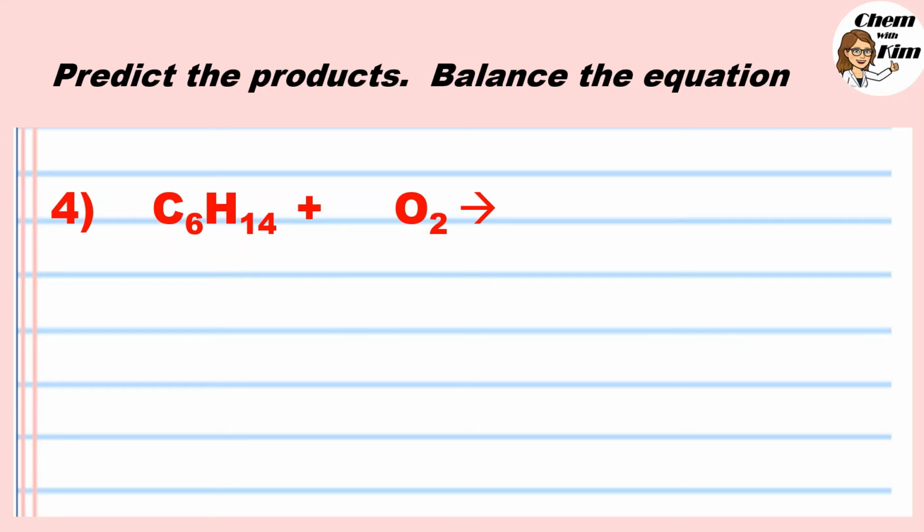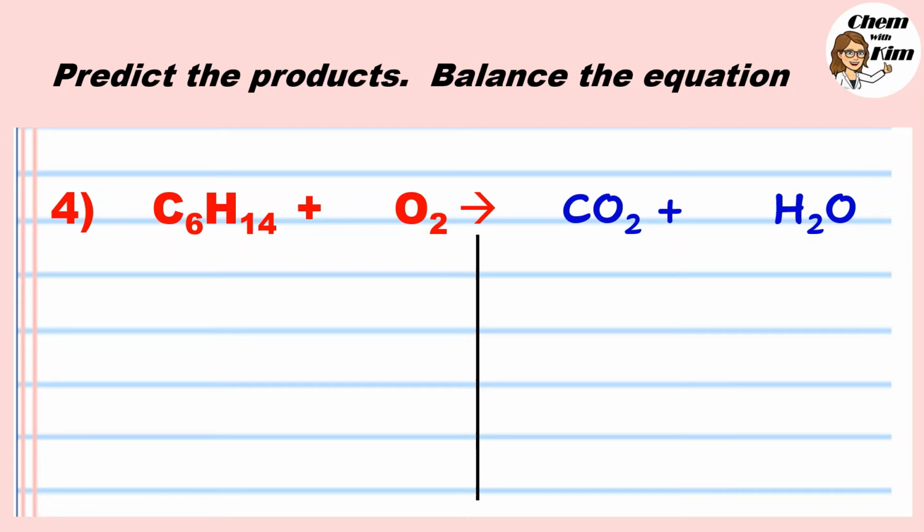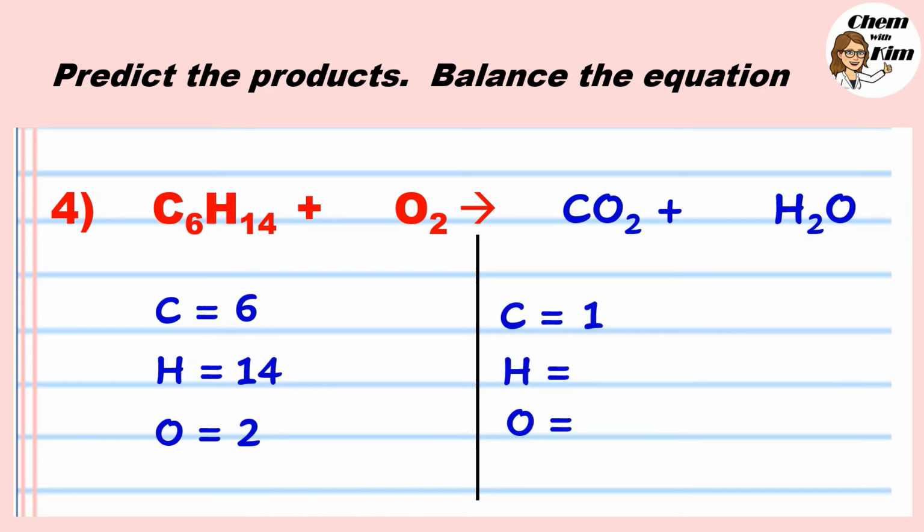If we look at this equation, we should notice O2 is a reactant, which should tell us right away this is a combustion reaction. And if the other compound on the reactant side has carbon and hydrogen in it, like this one does, we should already know what the products are going to be. It should produce carbon dioxide and water. So now let's make our inventory and balance the equation. On the reactant side, there are 6 carbon, 14 hydrogen, and 2 oxygen. And on the product side, there's 1 carbon.